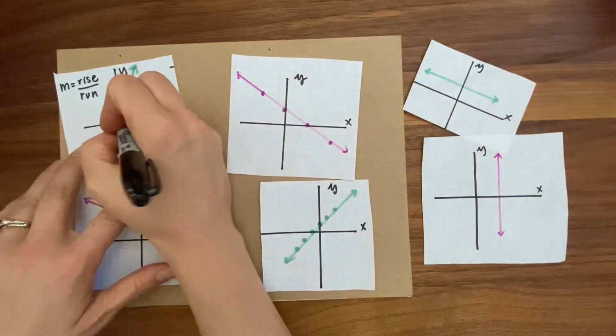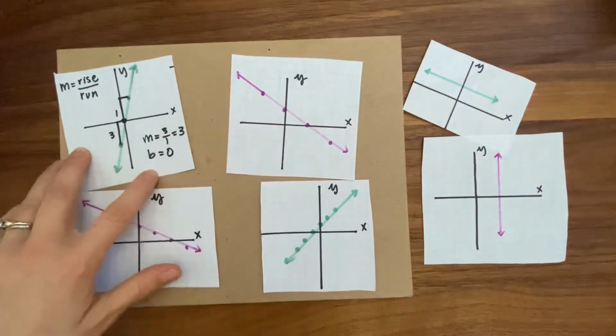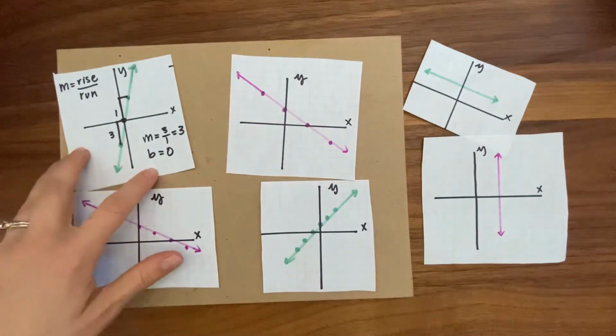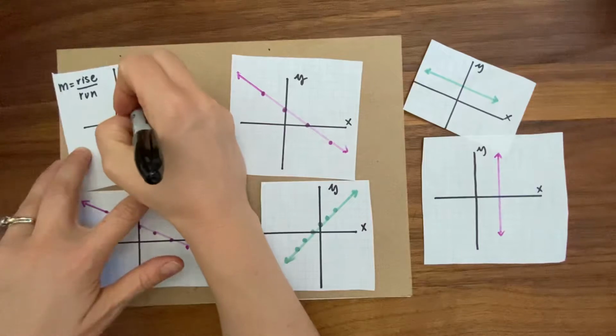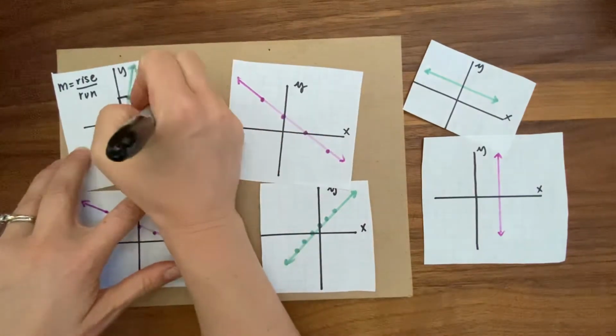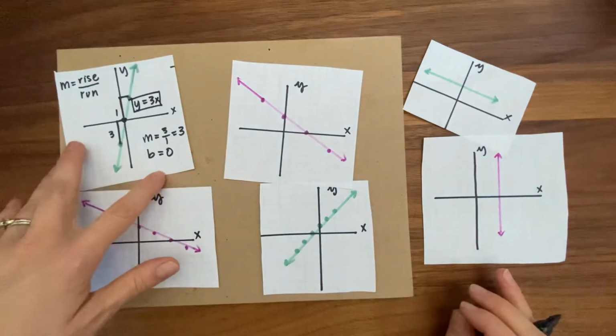The y-intercept in this function is 0. It crosses the y-axis at 0. And then we can take our m and our b and write an equation for the line: y equals 3x plus 0, or just y equals 3x.